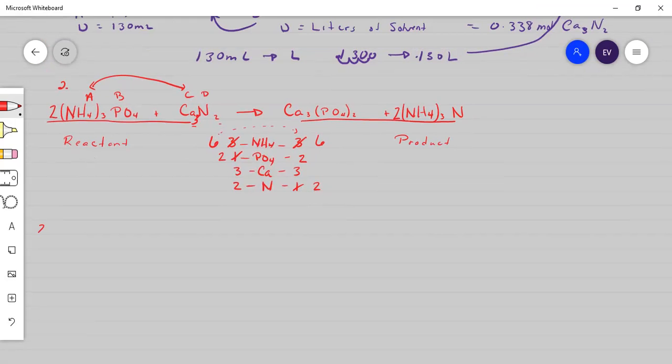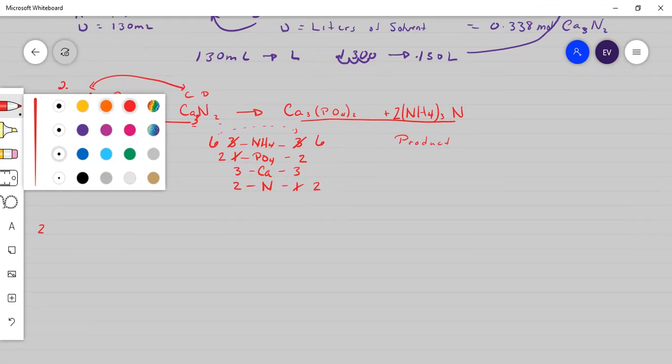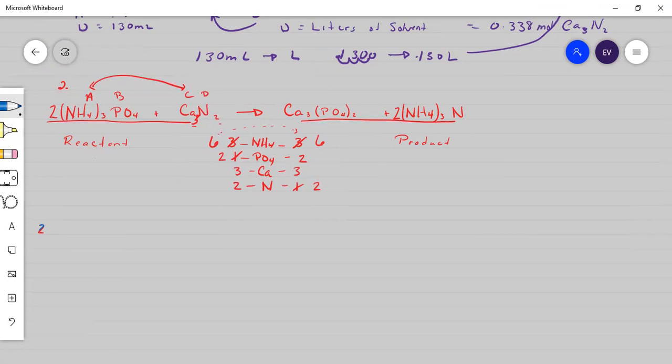Now, what question 2A is asking for, right? It's asking for the mole ratio of the reactants. Well, my reactants are this guy here and this guy here. How do I get the mole ratio? Well, I take a look at the coefficients that are in front. If there's no coefficient in front, then we assume 1. So the mole ratio then is going to be 2 moles of ammonium phosphate for every 1 mole of calcium nitride.